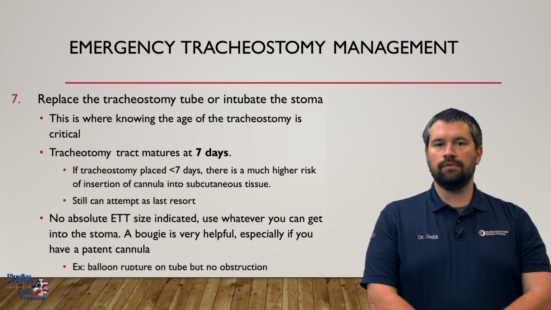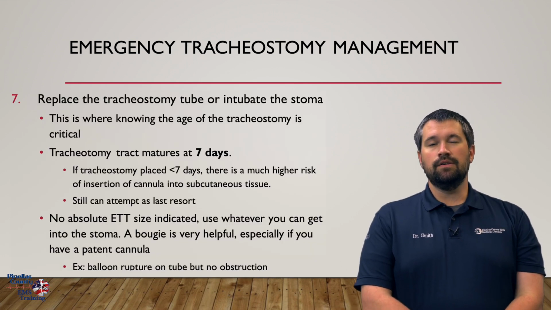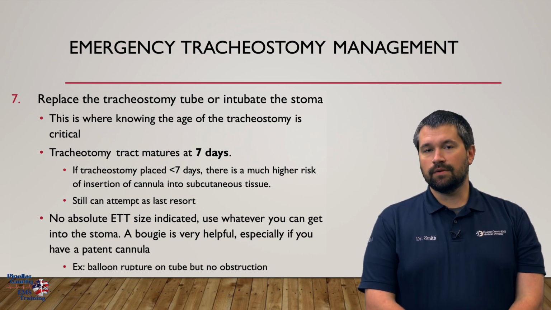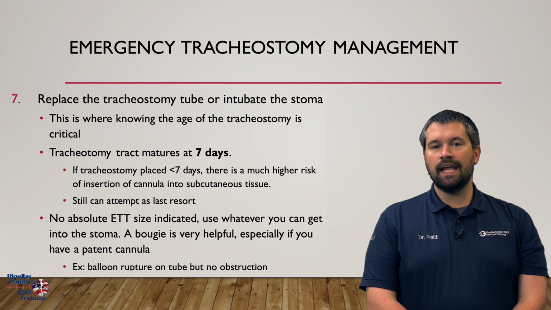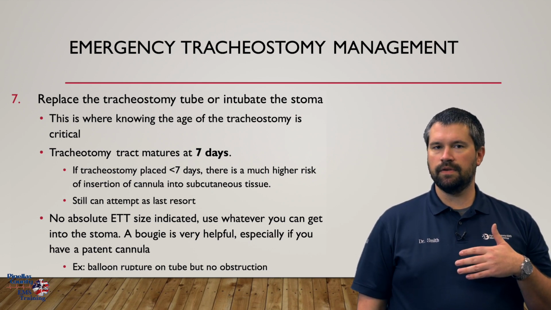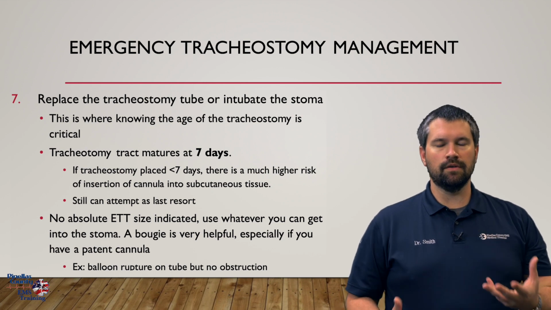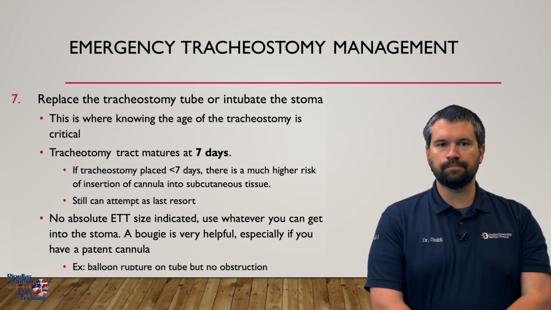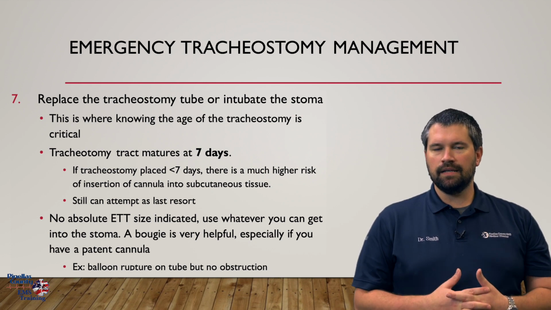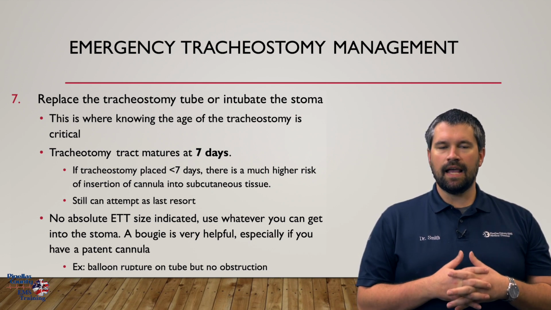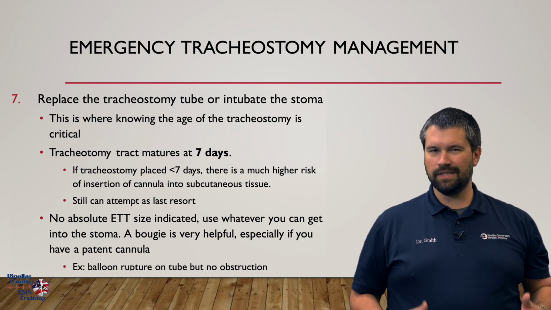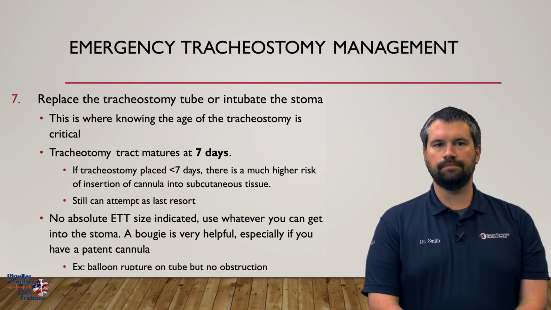There is no absolute endotracheal tube size. You really can use whatever you can get to the stoma. Usually a very small one around a 6, like we mentioned, is helpful. A bougie can be very helpful, especially if you have to replace the tracheostomy for like a balloon rupture, where everything else is fine, we just need to keep the tract open. Now, you can still attempt a blind insertion at less than 7 days if it is an absolute last-ditch effort. However, at this point, all other efforts should have been attempted and online med control should be involved.